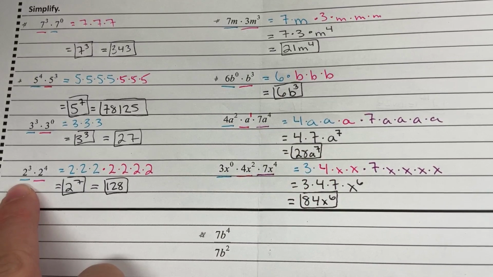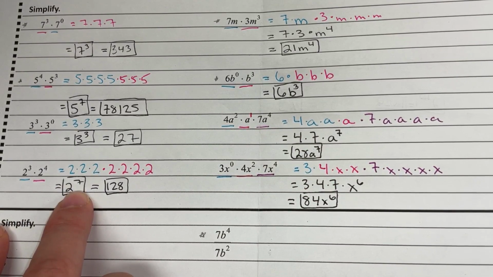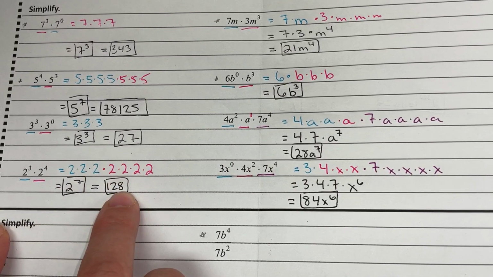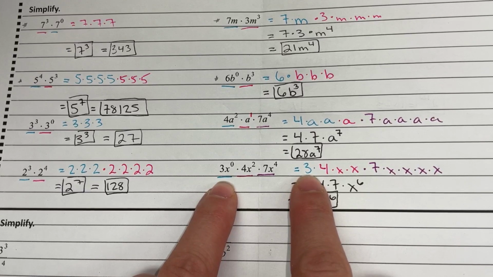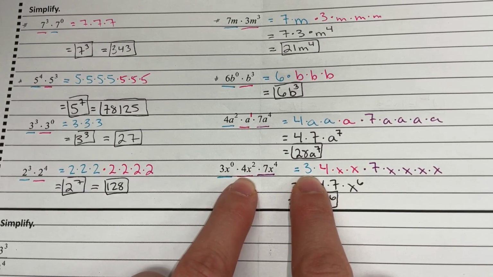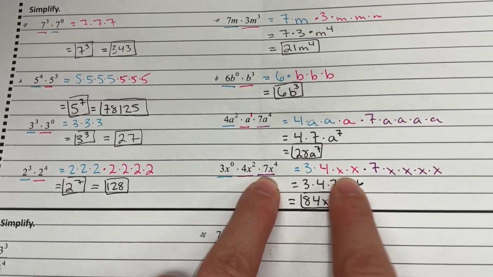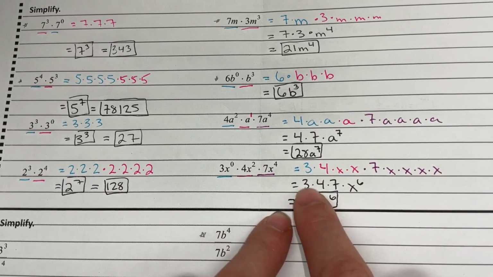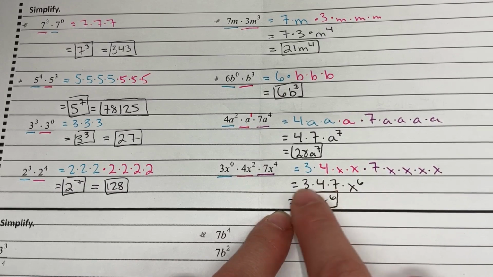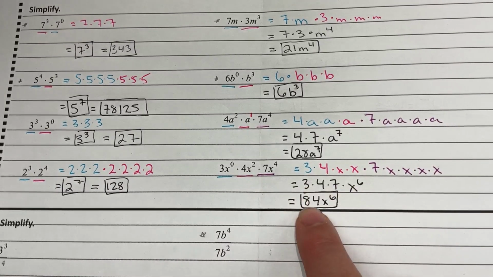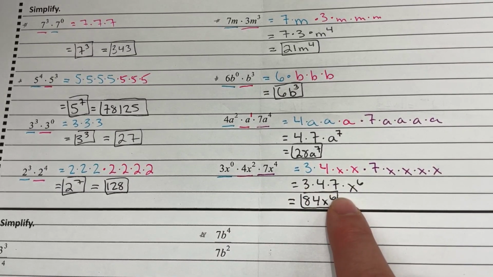Here we had 3 2's, and then we had 4 2's. So all together, we had 7 2's. And that made 128. This blue one, we had just the 3 because that x was 0 as its exponent. Remember that 0 is only with the x. Then we had a 4 with 2 x's, and then we had a 7 with 4 x's. So we had 3 times 4 times 7 with 6 x's here. That's x to the 6th. But it looks goofy if you leave it like that. So 3 times 4 times 7 is 84, and then we have x to the 6th.